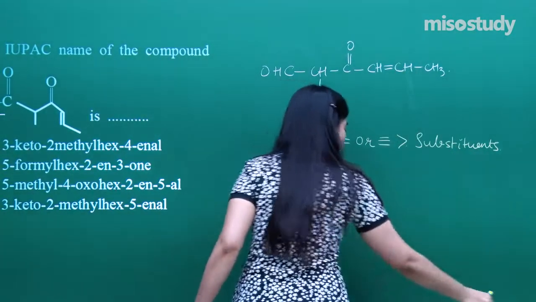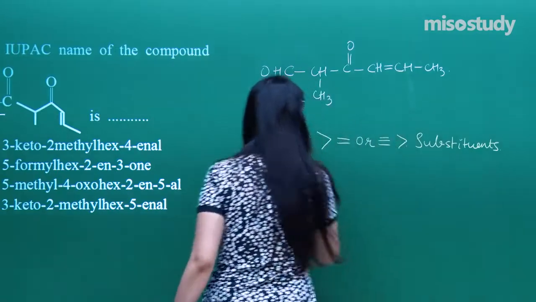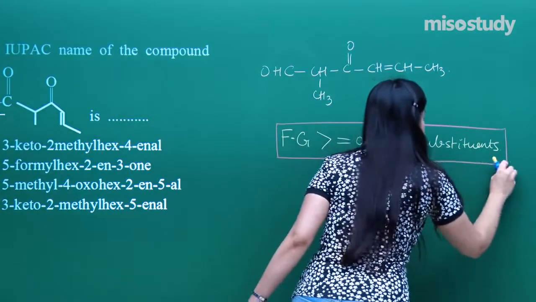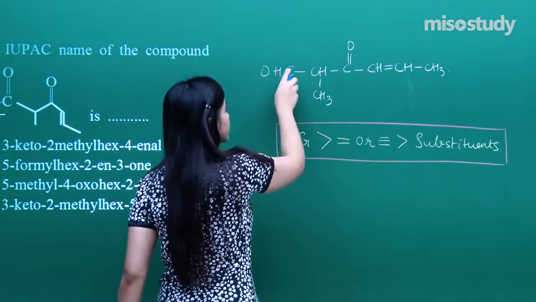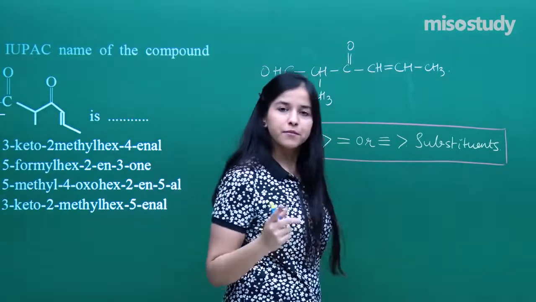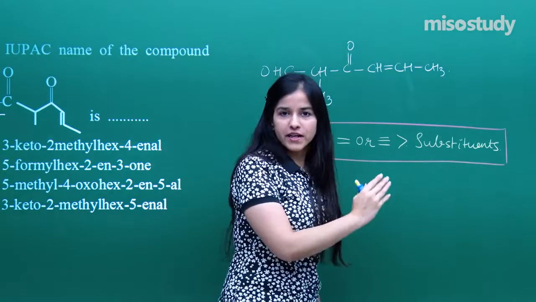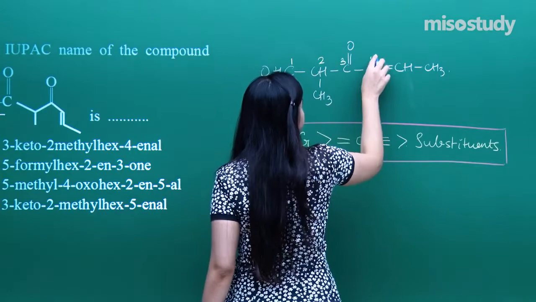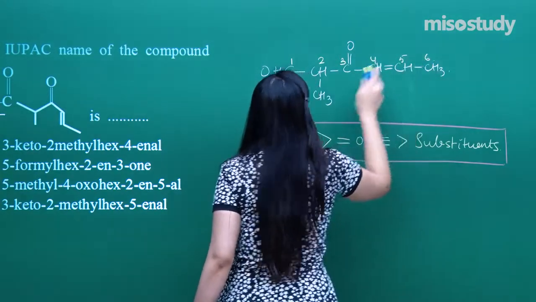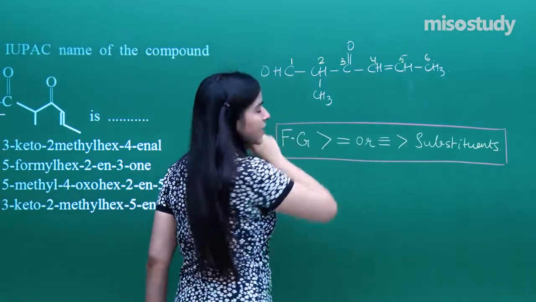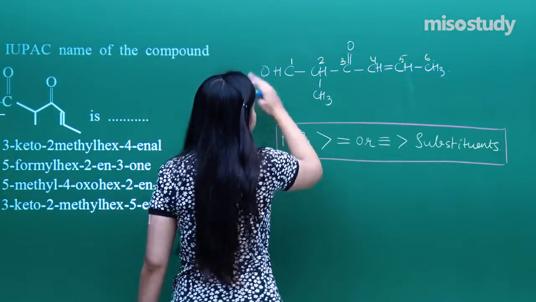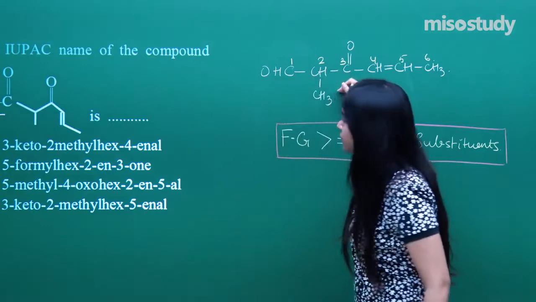So that is how we are going to have the preference order. And amongst the functional groups, aldehyde is always given the preference. So we have got the answer over here. I need to number in such a manner that I assign number 1 to the aldehyde group. That is how we are going to do it. Now I just need to have the name.